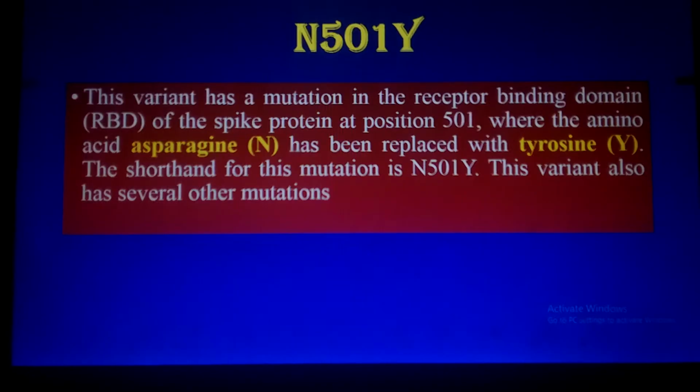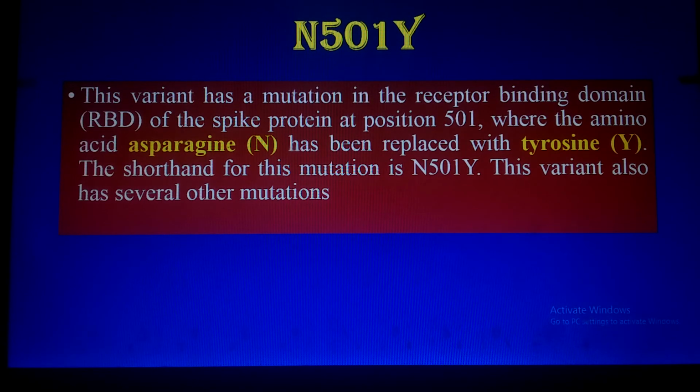Okay, now I'm going to discuss the first mutation detected by the researchers in the new variant B117. This variant has a mutation in the receptor binding domain of the spike protein at position 501, where the amino acid asparagine has been replaced with tyrosine. Keep it in your mind: at the 501 position, asparagine has been replaced by tyrosine. There is a replacement.